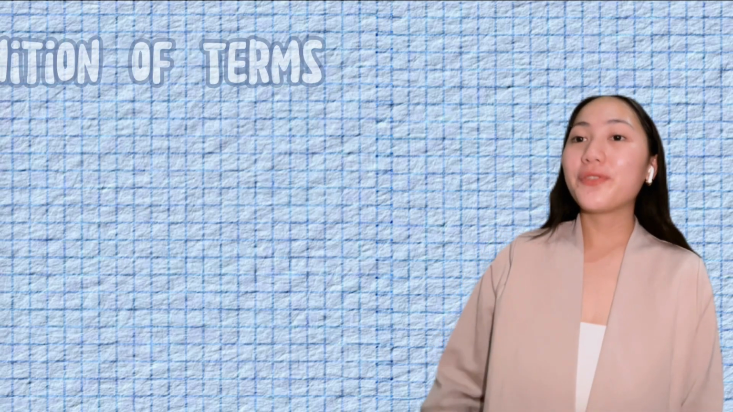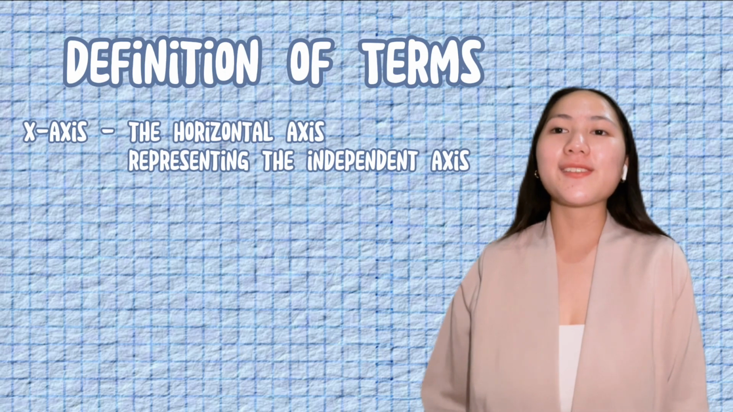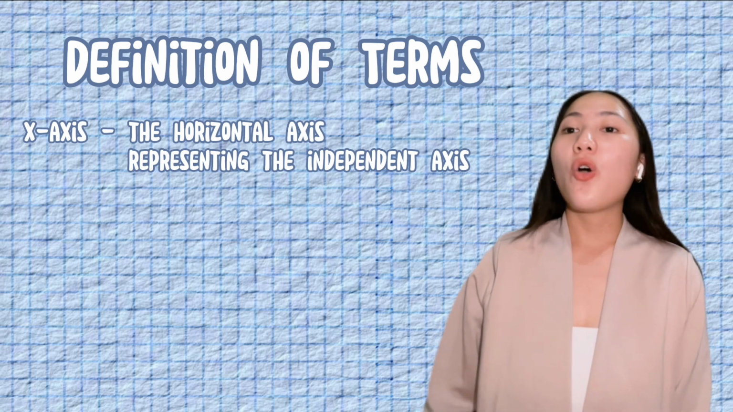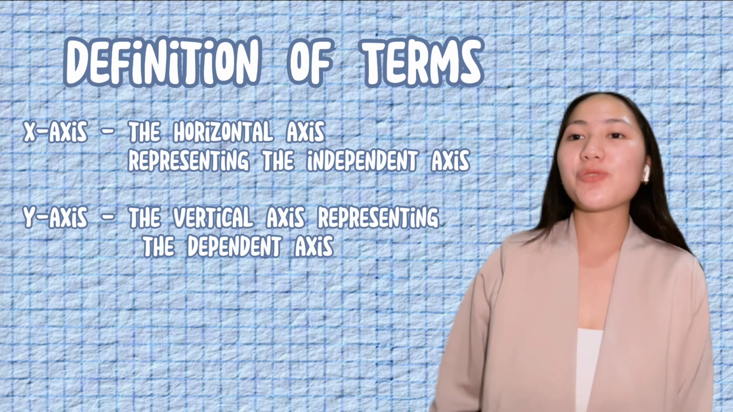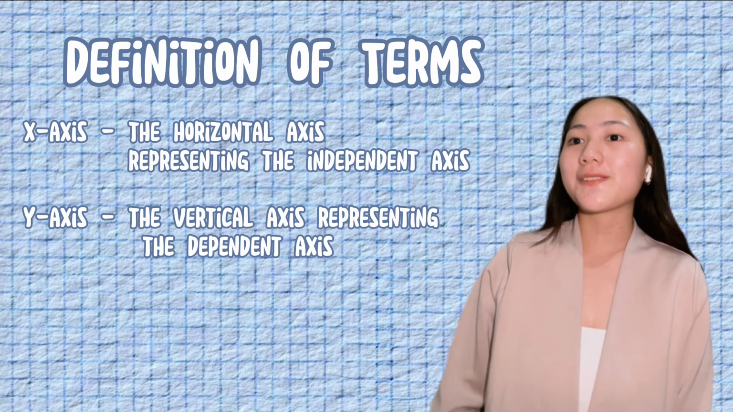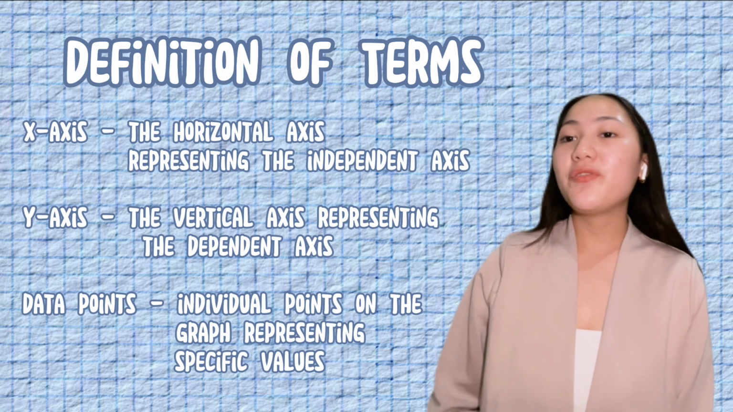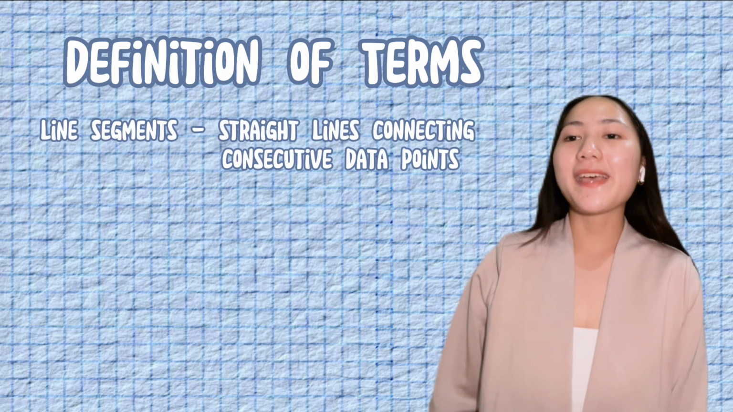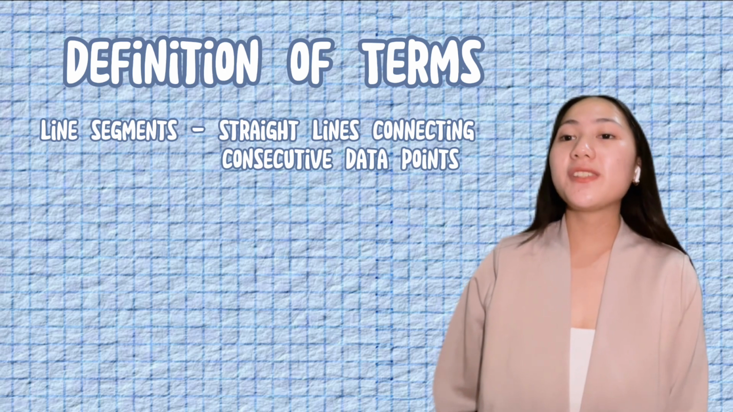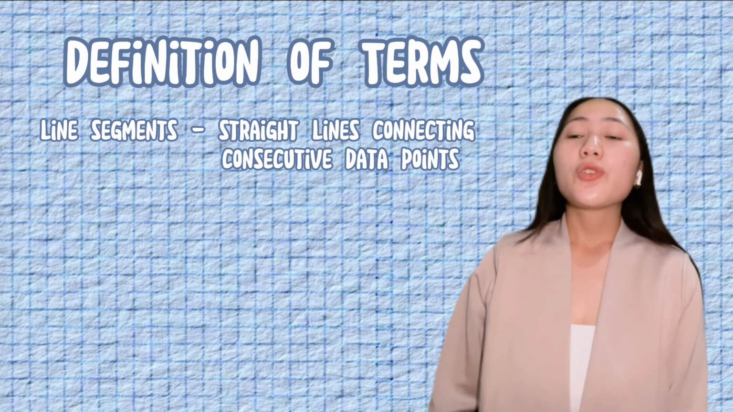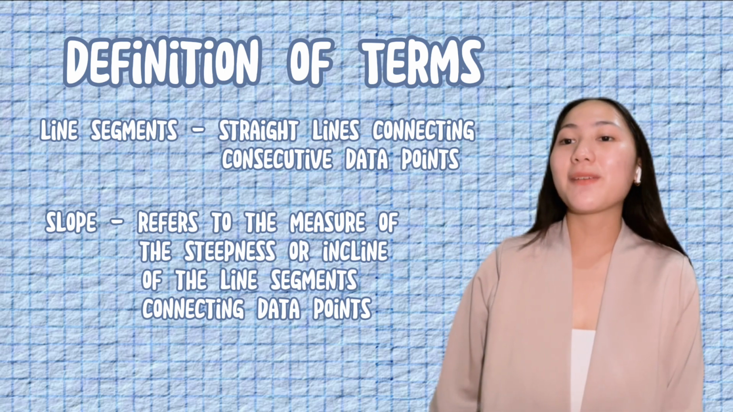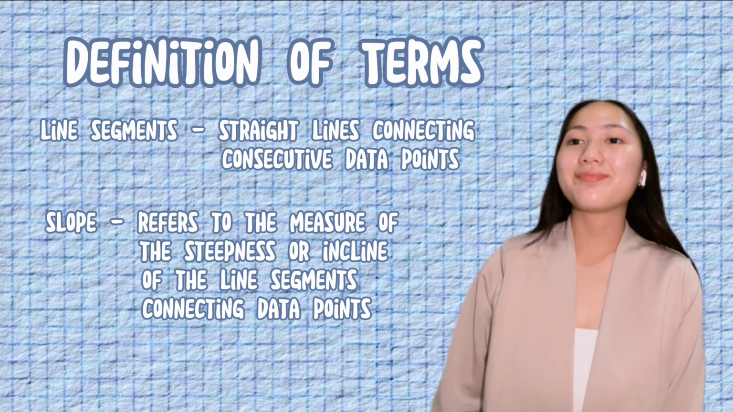For the definition of terms, we have here x-axis, the horizontal axis representing the independent axis; y-axis, the vertical axis representing the dependent axis; data points, individual points on the graph representing specific values; line segments, straight lines connecting consecutive data points; and slope, which refers to the measure of steepness or incline of the line segments connecting data points.